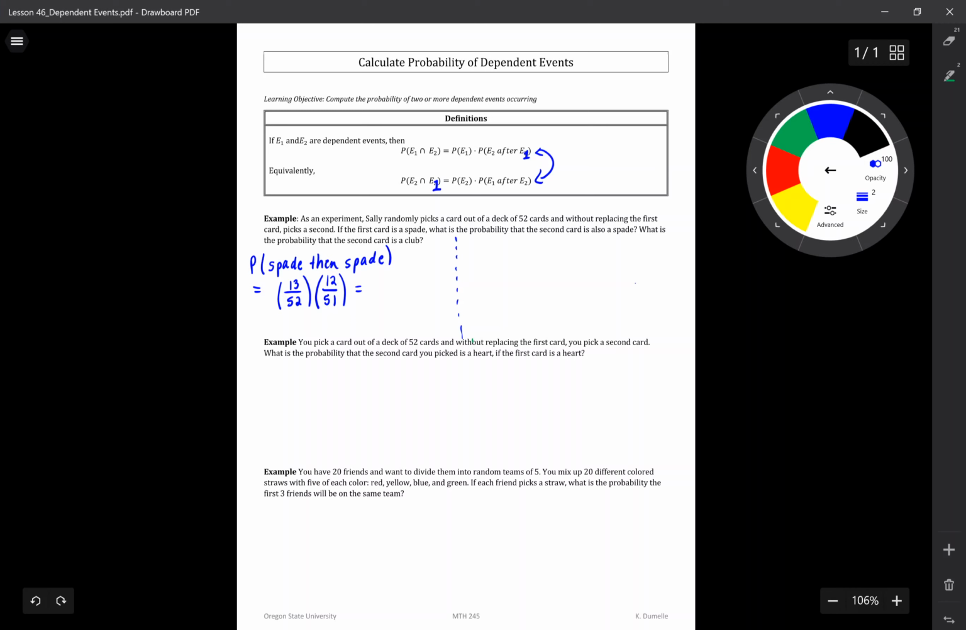And this is equal to 156 over 2,652, which is approximately 0.058, which is 5.8%.